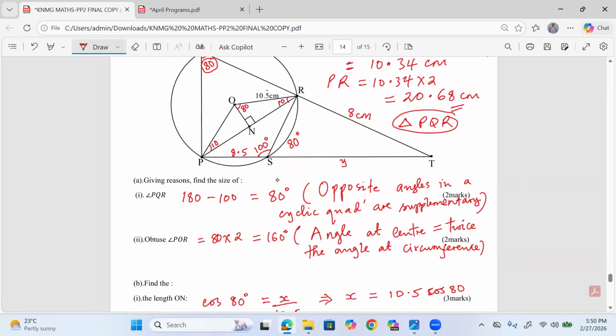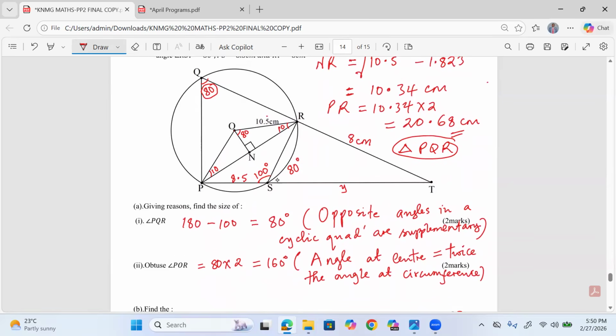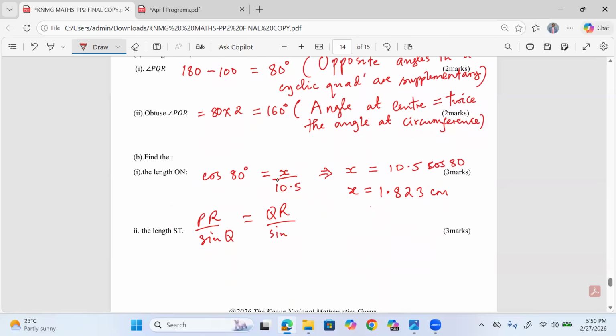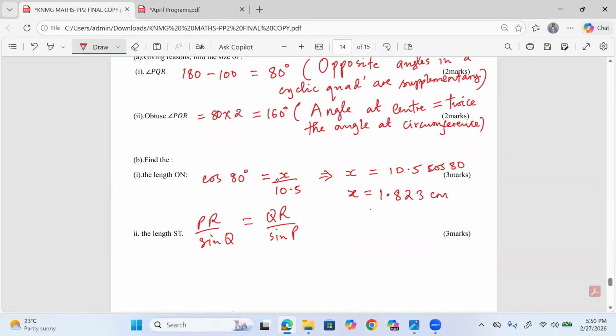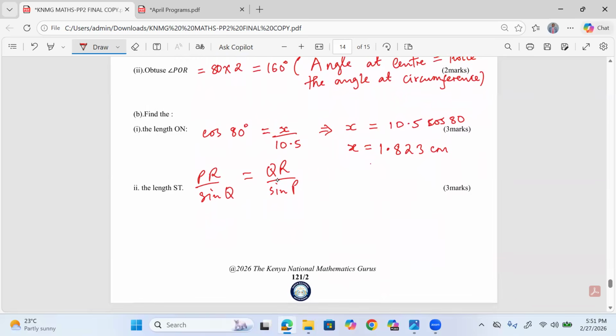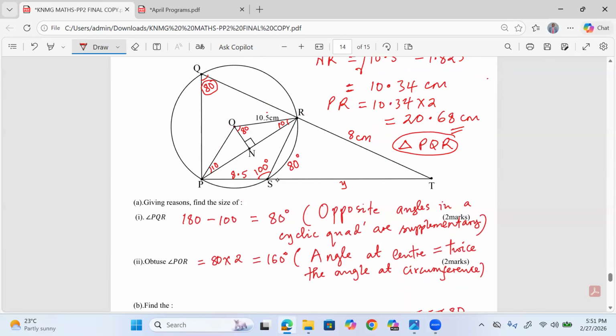It will be the same as the length QR, which is unknown, over the sine of the opposite angle, which is the angle at P. So with this, the length PR, which we have already found as 20.68, over the sine of 80, the opposite angle, is equal to QR over the sine of 50 degrees. The angle here is 50 degrees.